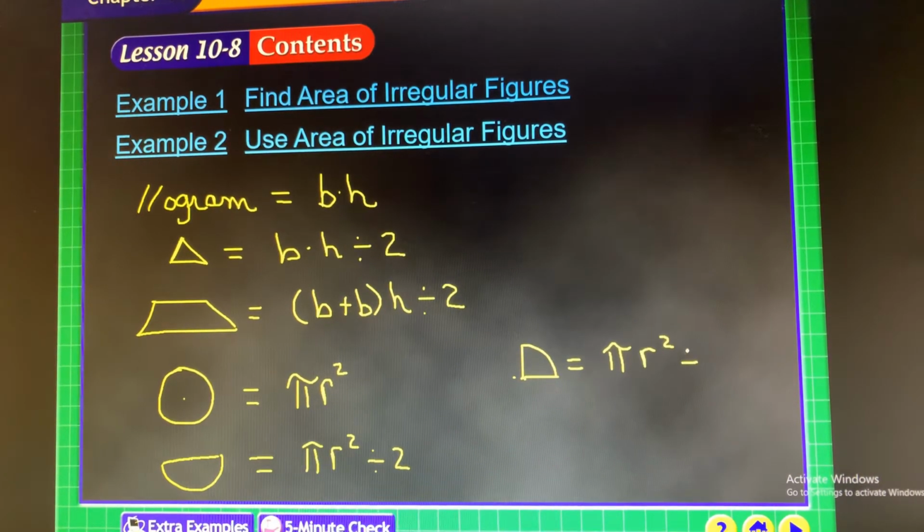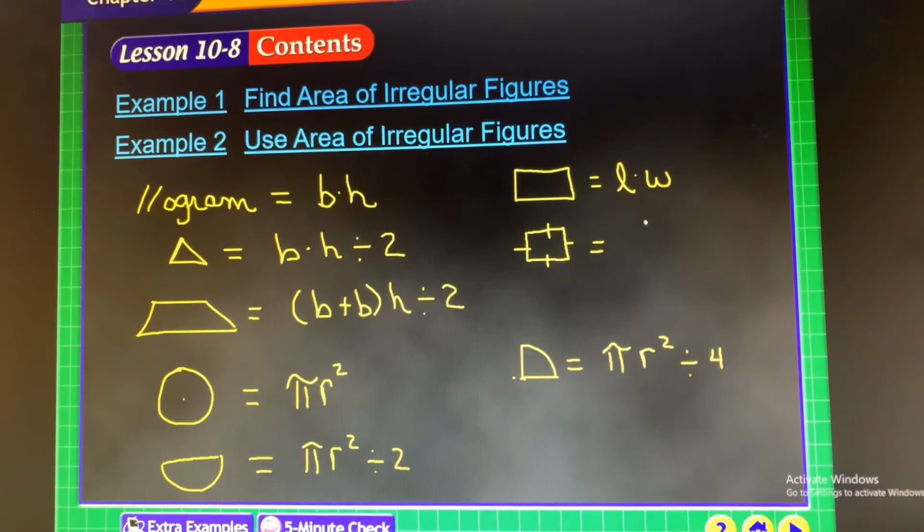Okay, so those are the things that you need to think about and remember. The formulas: rectangles are length times width. Squares, all sides are equal, so the area is side times side, or we say s to the second power. That should be all that we need for these. Okay, so make sure you have that down.